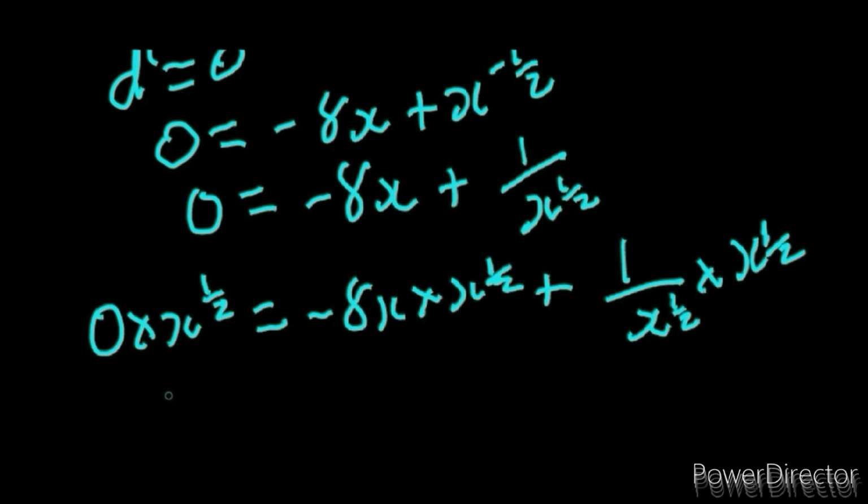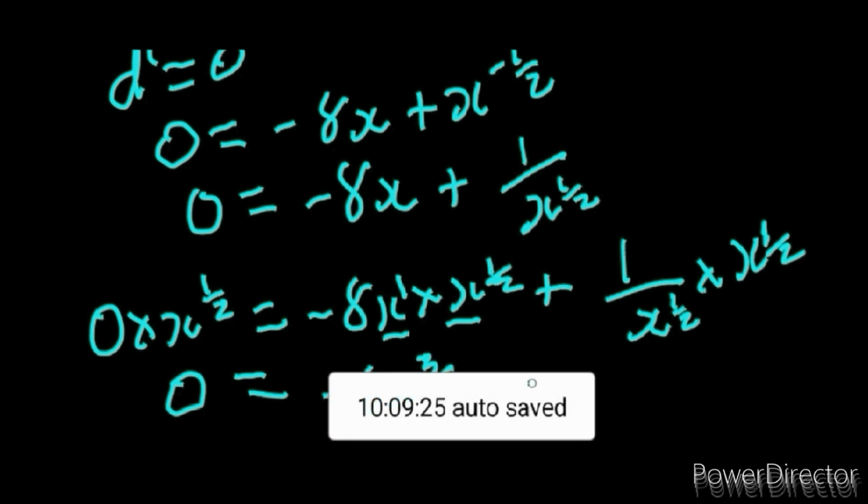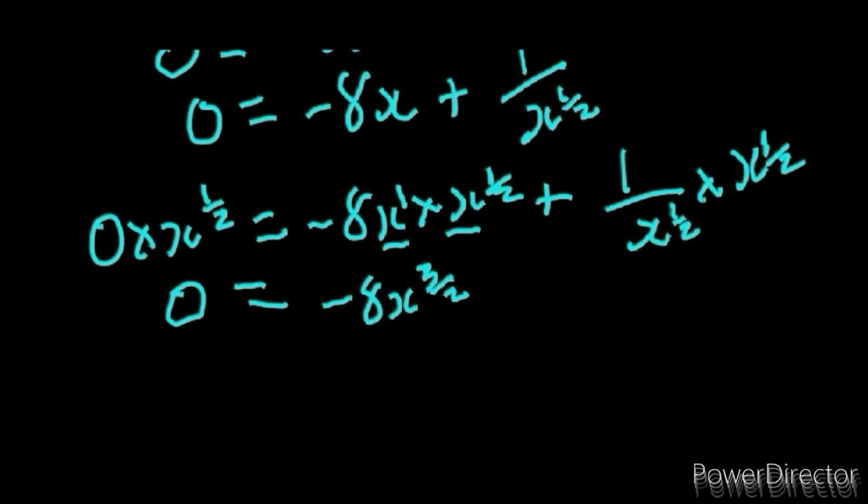So this part still gives us 0. And for this part, notice that when the bases are the same, we have to add the exponents. This x is to the power of 1 and this x is to the power of half. So we have to say 1 plus half, and 1 plus half is 1.5. So 1.5 is the same as 3 over 2. So we're going to say minus 8x to the power of 3 over 2. So this is what we have so far.